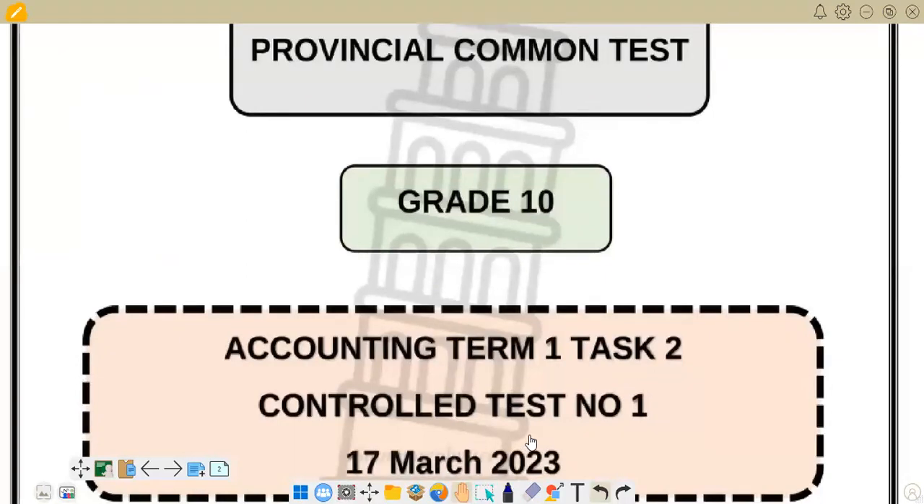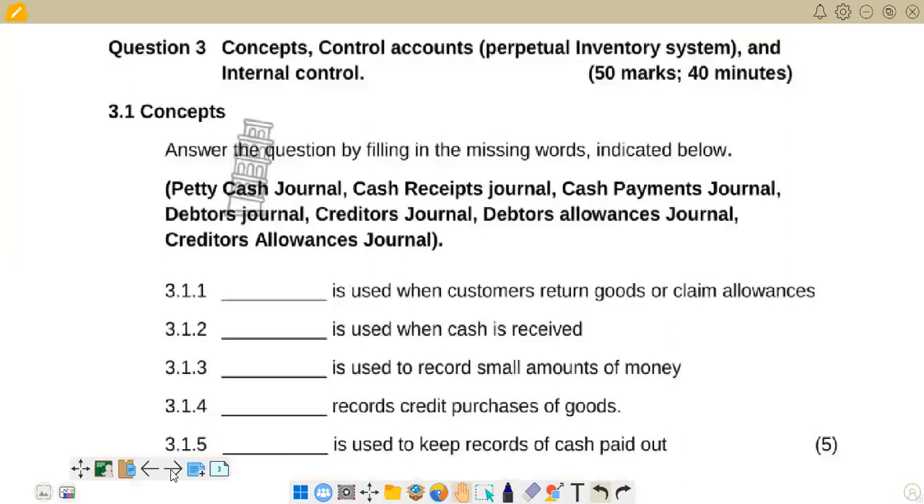We're going to look at question 3 of that common test. So we go to our question. If you come here, that's where we have got our question 3, and it's on concepts, control accounts, using the perpetual inventory system and internal control. It has 50 marks, where you are expected to spend about 40 minutes on that question. That is question 3. So on 3.1, we are going to start on concepts.